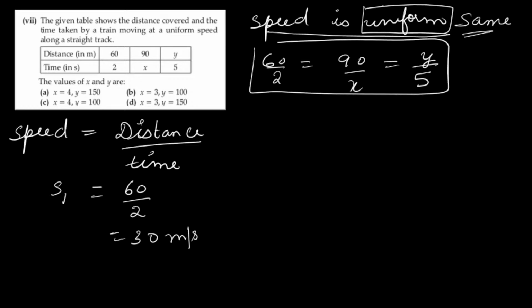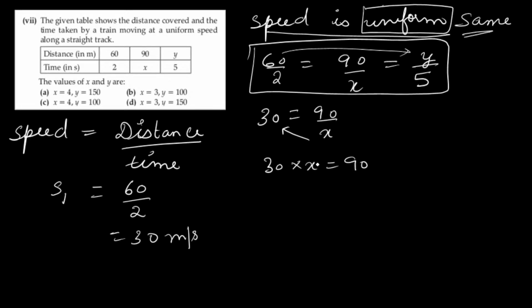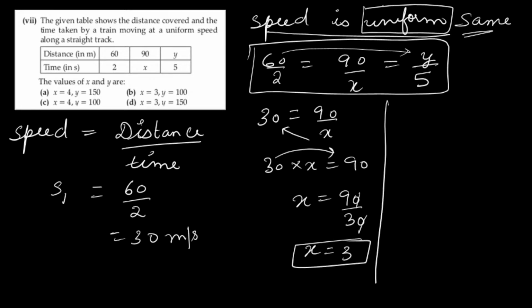Now we can compare the ratios. The first two we can compare to find the value of x, then the first and third to find the value of y. So 60 by 2 is 30. 30 is equal to 90 by x. So x I will shift to the other side: 30 into x is equal to 90. Now let's shift 30 to the other side. So x is equal to 90 by 30. 30 will get divided, so we get x is equal to 3.